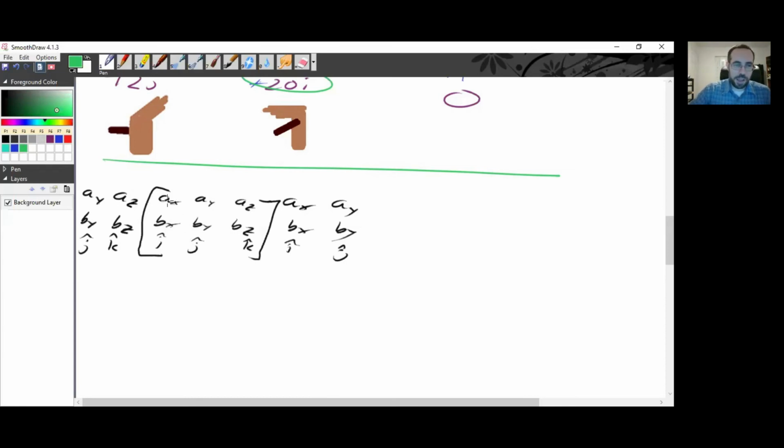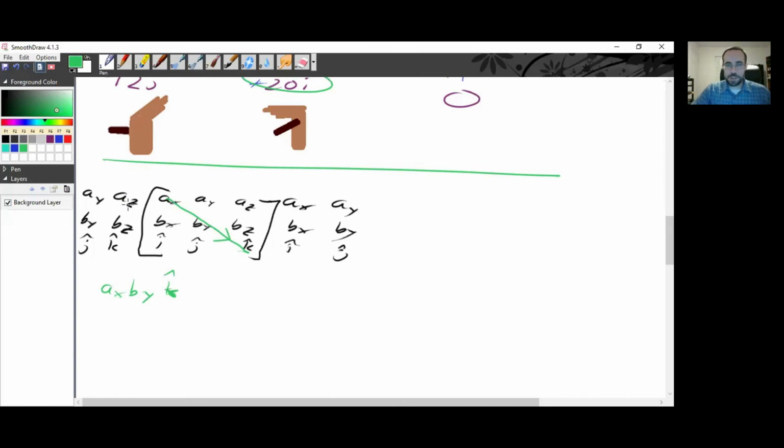So then what I can do is make use of diagonals here. If I go AX, BY, I get positive k hat because I'm moving forward here. So one thing here is that I get AX, BY, and that's times k hat.